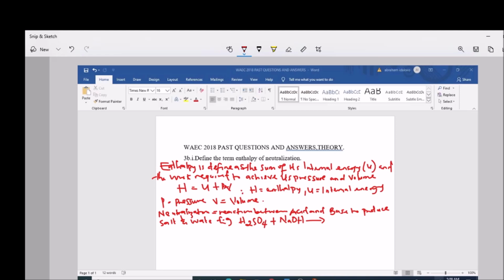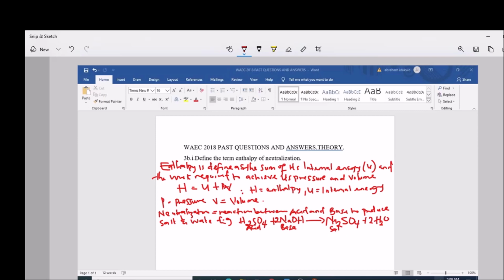Then this is base, sodium hydroxide, and this is acid, hydrogen tetraoxosulfate 6 acid. This is the salt produced, and this is water. So the state of this one is liquid, while this one is solid. You have this one to be aqueous state, and this one is also in aqueous form.